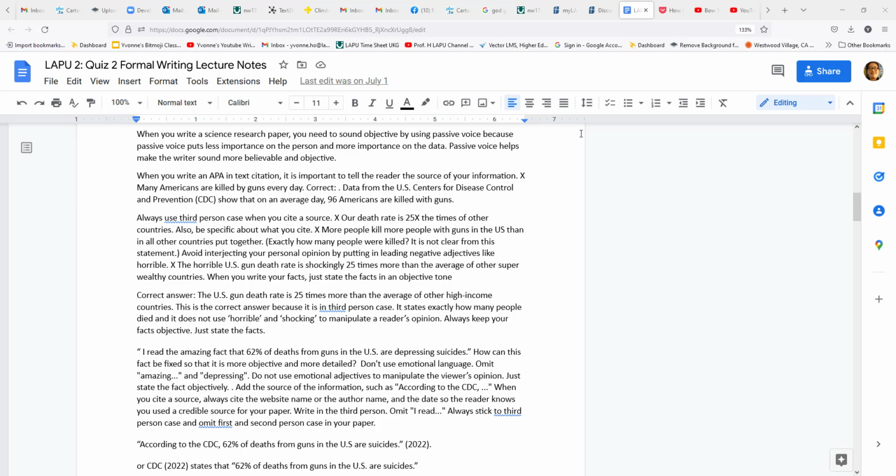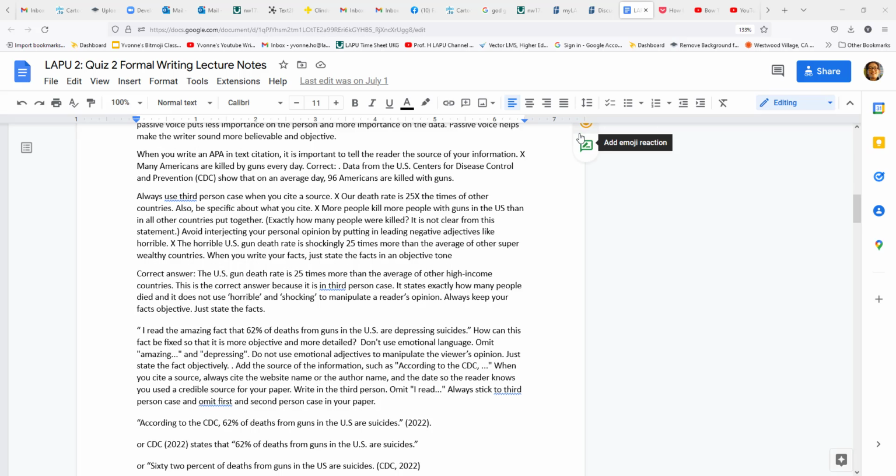So the U.S. gun death rate is 25 times more than the average of other high-income countries. This is the correct answer because it is in third-person case. It states exactly how many people died, and it doesn't use inflated adjectives like horrible and shocking to manipulate reader opinion. Always keep your facts objective. Just state the facts.